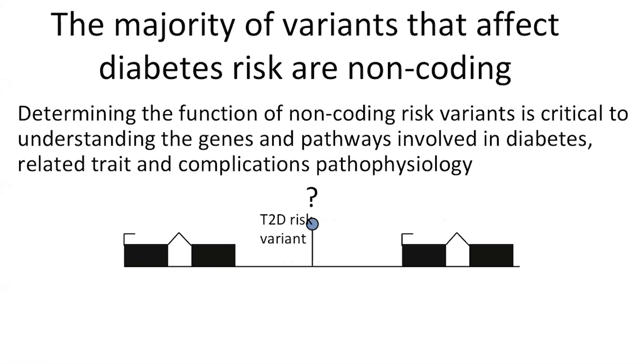So most of the variants that affect diabetes risk are non-coding variants that regulate gene activity. Identifying the genes affected by non-coding risk variants is crucial for understanding the molecular pathways dysregulated in disease, and these can thereby inform discovery of therapeutic targets. Next slide.